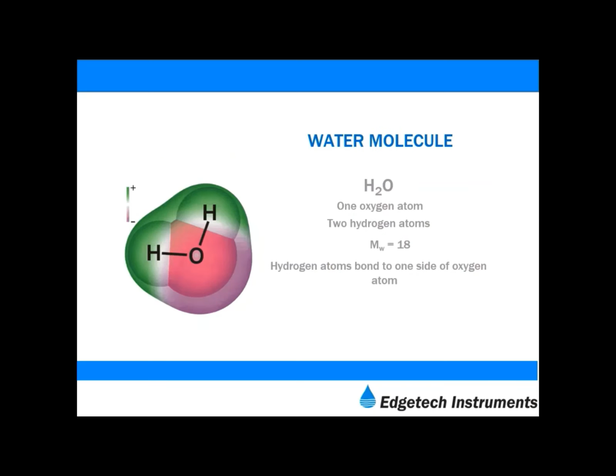So the water molecule, most everybody knows, of course, the chemical formula is H2O. So there's 2 hydrogen atoms and 1 oxygen atom. Molecular weight is 18. The hydrogen atoms are bonded together with 1 oxygen atom. It's also a polar molecule. So there's a positive side and a negative side, and that becomes important. We'll get into that in more detail as we go through the presentation.